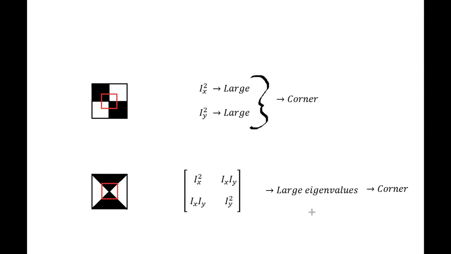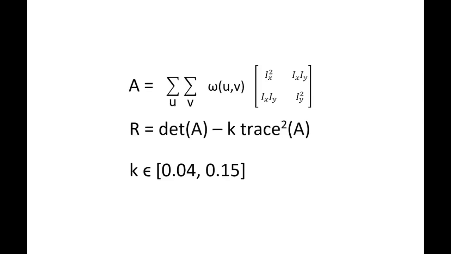Now, after calculating the gradients, we can apply a simple averaging filter in order to remove noise from the picture. The most used is a Gaussian filter. In order to avoid calculating the eigenvalues of the matrix, the following method is used as suggested by Harris and Stevens.